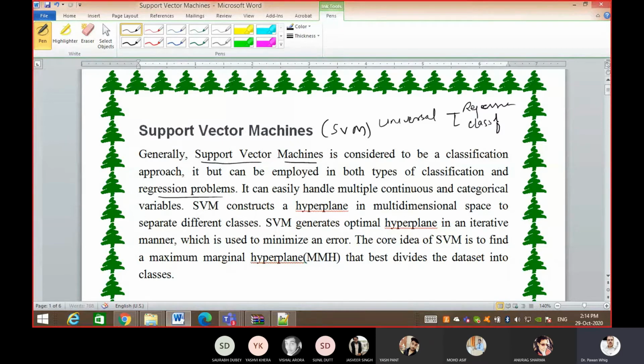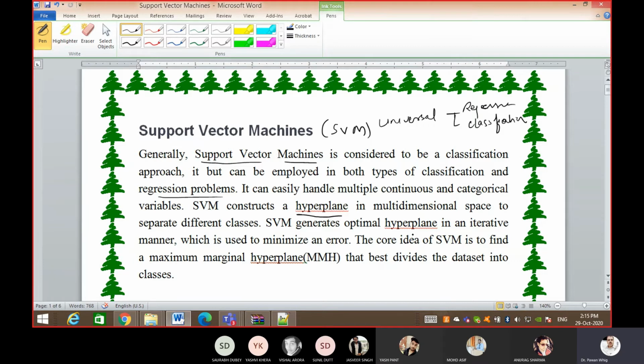But if we talk in depth, support vector machine is a classification algorithm rather than regression. It can easily handle multiple continuous and categorical variables. SVM constructs a hyperplane. Now what is this hyperplane? We will see it in a multi-dimensional space to separate different classes. Basically, if you want to segregate the data into two groups, there is a line or a certain boundary which segregates the data into the two. That boundary is what we call the hyperplane. We will see it in the subsequent section.